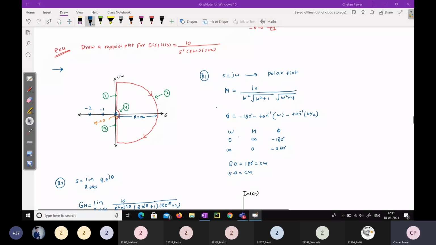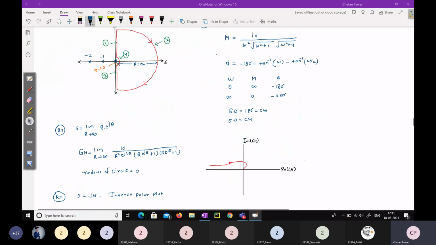So let us draw the polar plot for that. Okay, so here at omega is equal to 0, magnitude is infinity. Angle is -180 degree, and the direction will be clockwise. So polar plot will start like this and will end at -360 degree line, where magnitude is 0. Magnitude is 0 means at origin it will end. So it will end like this. So this will be the polar plot. Okay, approximate polar plot.